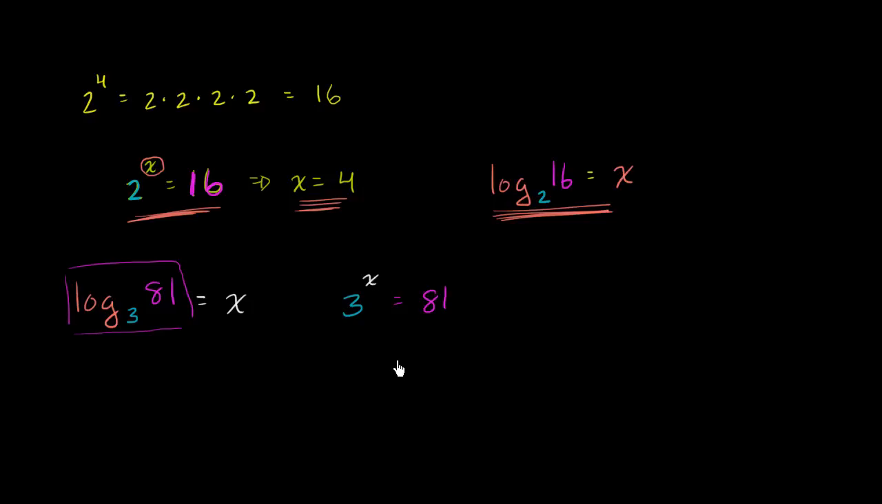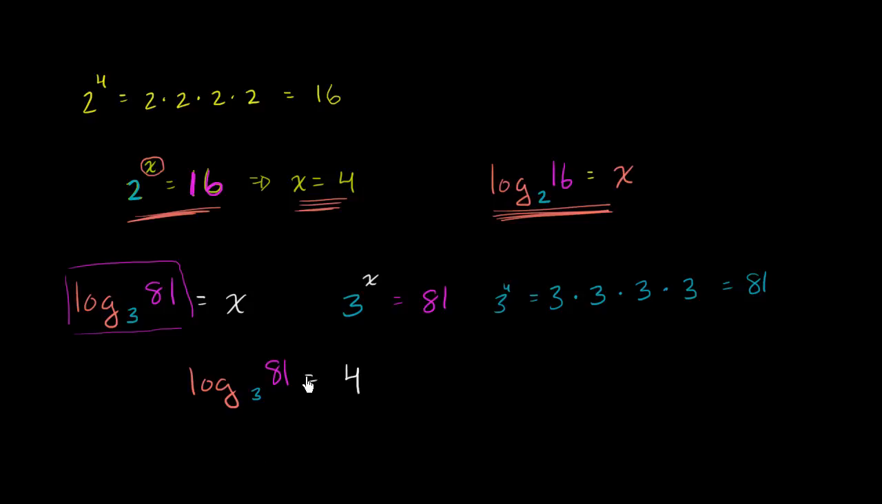Well, what power do you have to raise 3 to get to 81? Let's experiment a little bit. 3 to the 1st power is just 3. 3 to the 2nd power is 9. 3 to the 3rd power is 27. 3 to the 4th power, 27 times 3, is equal to 81. So x is equal to 4. We could say log base 3 of 81 is equal to 4.